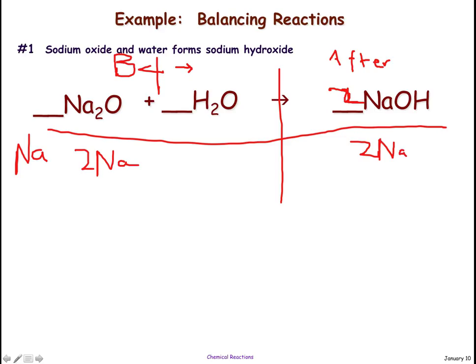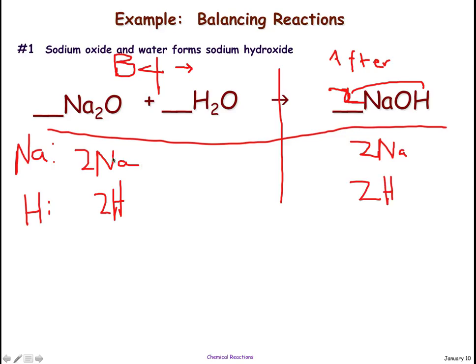So my sodium's okay. Let's take a look at hydrogens. Hydrogens, I have 2 here. I've got 2 here as well. So my hydrogens are okay. 2 hydrogens here, and 2 hydrogens here.